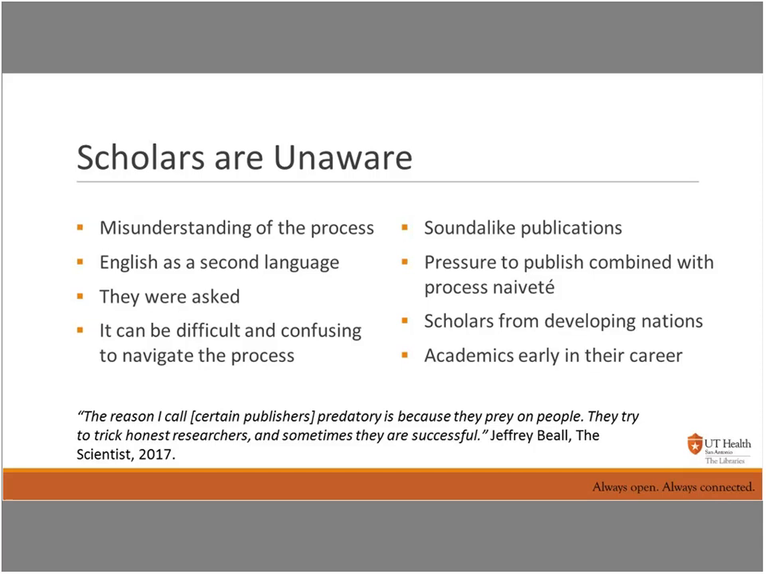Some people are early in their career. Sometimes they think they're publishing in a certain journal, and then they realize, oh, it's just another journal that sounds like it. Jeffrey Beal said in 2017, the reason I call certain publishers predatory is because they prey on people. They try to trick honest researchers, and sometimes they are successful.